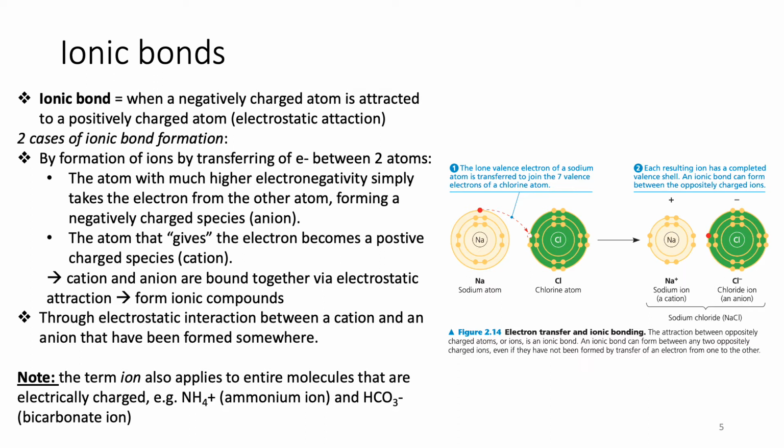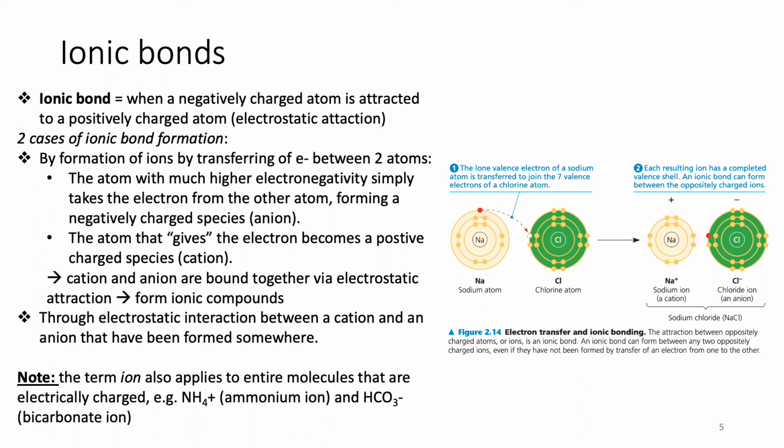In other cases, the cations and anions have already been formed somewhere else through an electron transfer process. When these ions come into contact, they are attracted to each other through electrostatic interaction to form an ionic compound.